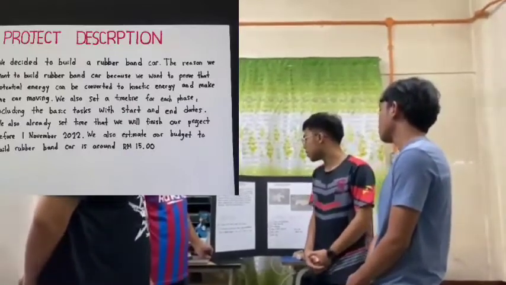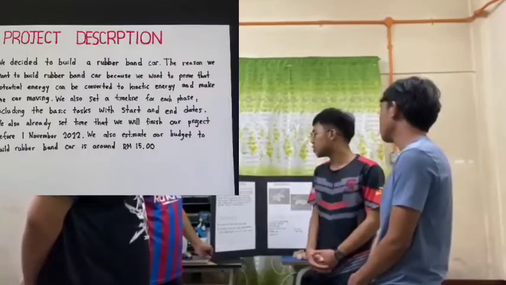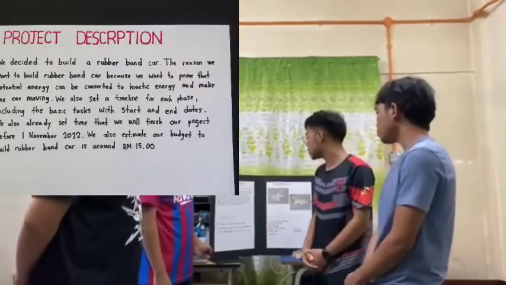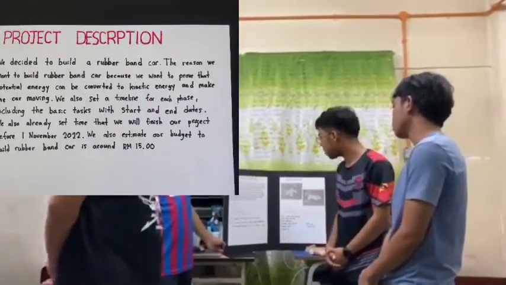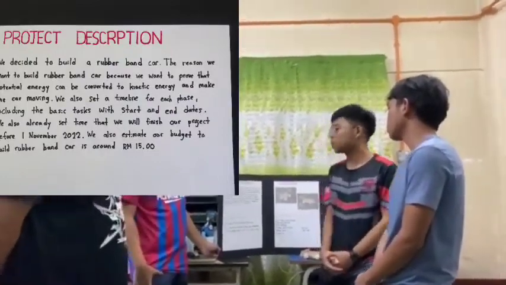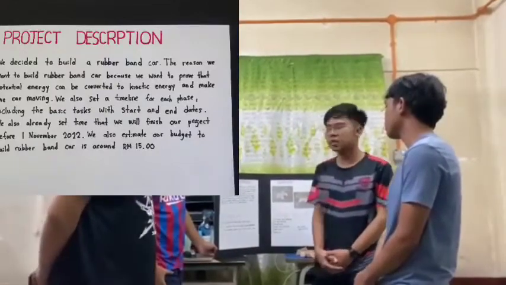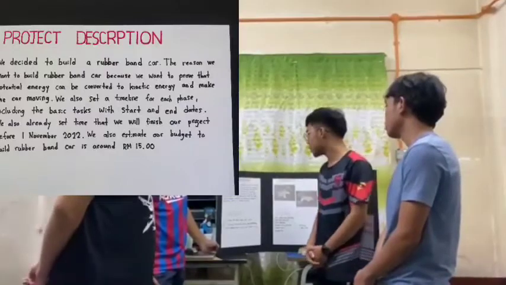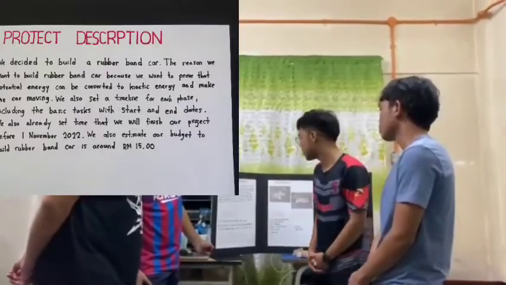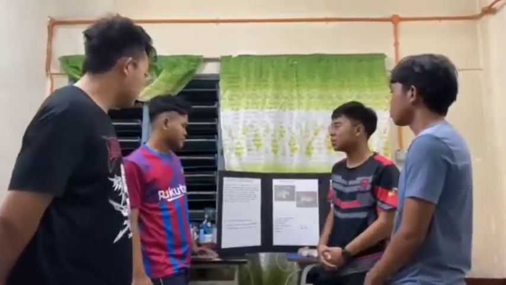We also set a timeline for each phase, including the basic tasks with start and end date. We also already set the time that we will finish our project before 1 November 2022. We also estimate our budget to build the rubber band car is around 15 ringgit. And I will pass this to Arnold.